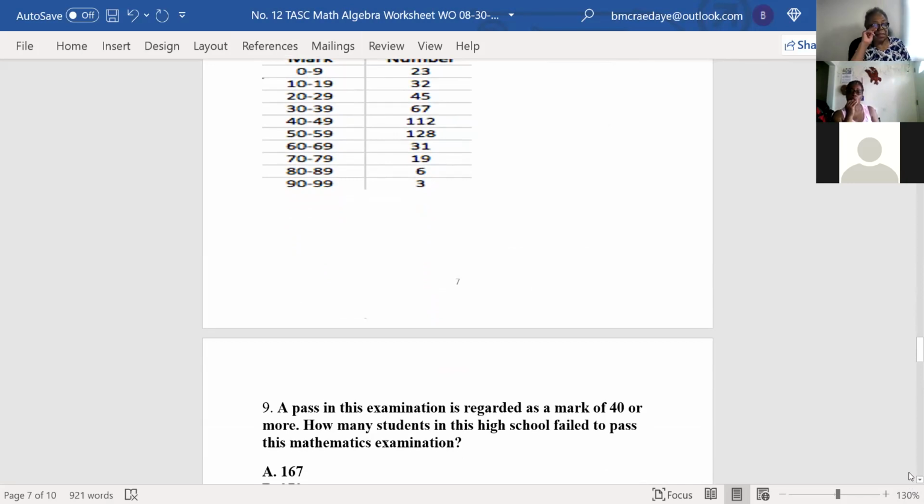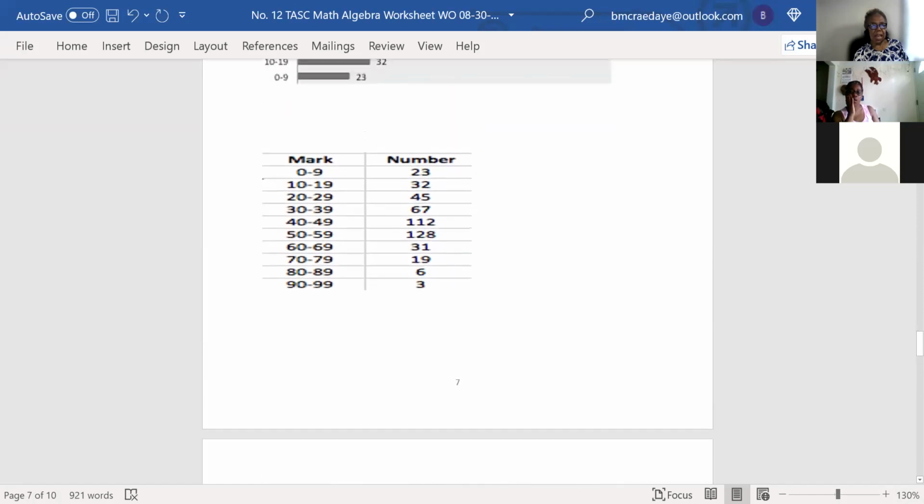Now, a pass is 40 or greater, right? 40 or greater. If you look at the table, count up the number of students that had less than 40. How would you find that, Maureen? Looking at the table, how would you find the number of students who had less than 40?